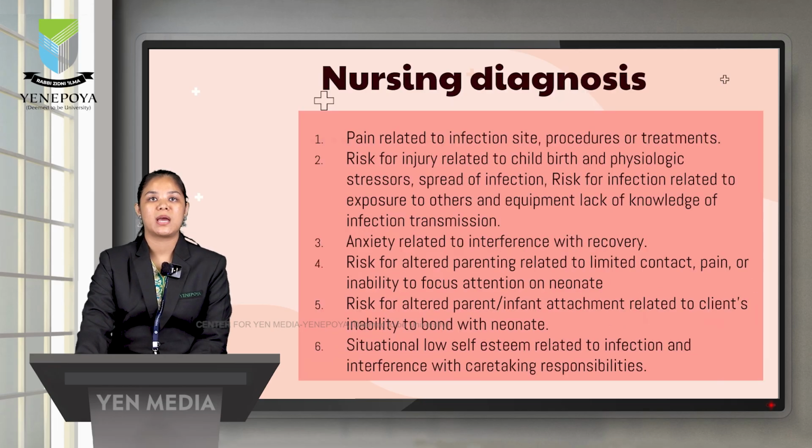Next, we will move on to the nursing management. In this, the nursing diagnoses include pain related to infection site, procedure or treatment; risk for infection related to childbirth and physiologic stress, spread of infection; risk for infection related to exposure to others and equipment, lack of knowledge of infection transmission; anxiety related to interference with recovery; risk for altered parenting related to limited contact, pain or inability to focus attention on the neonate; risk for altered parent-infant attachment related to client's inability to give attention to the neonate; situational coping related to infection and interference with the child responsibility.